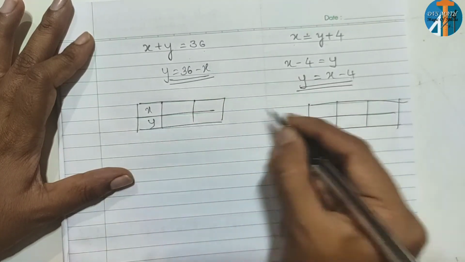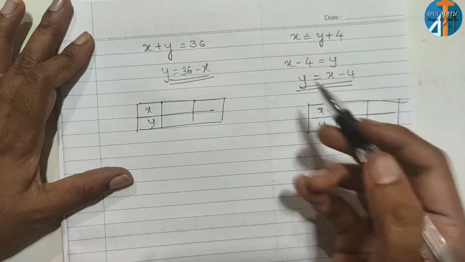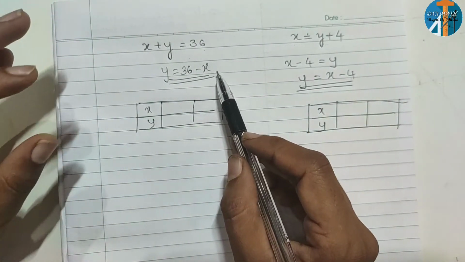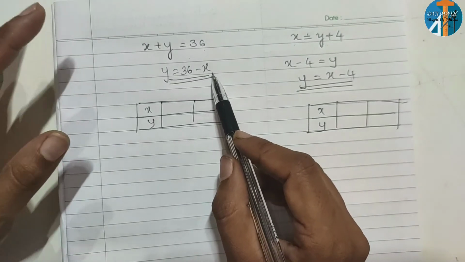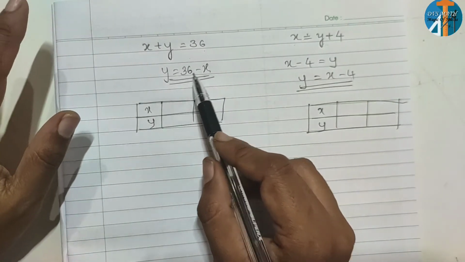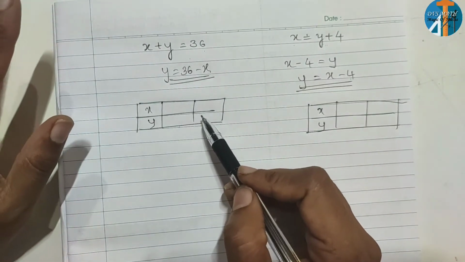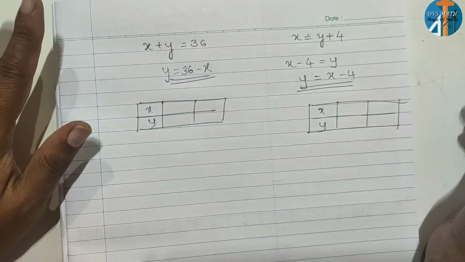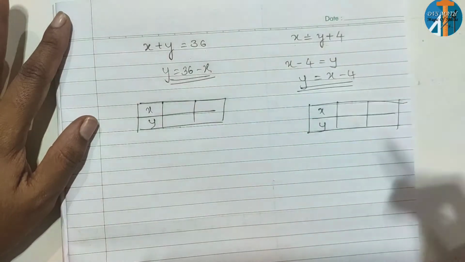So x, y, x, y. And remember, while taking the values for x, take more values, because if we take 0, you will get 36. That means you have to take the points till 36. That's your wish. I'm not telling you to take the same values. You can take any values.